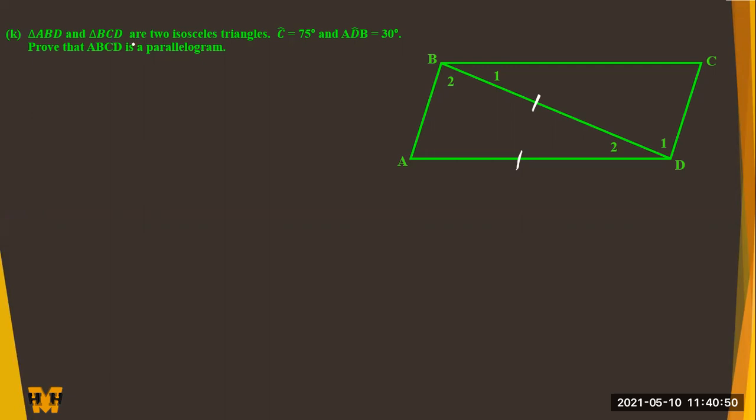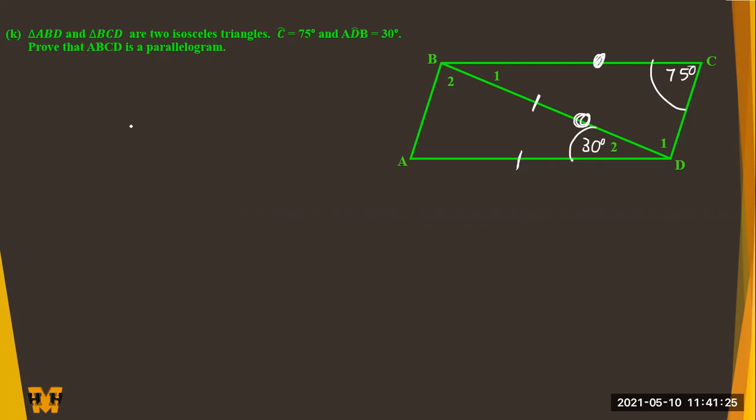And BCD is also an isosceles triangle. So it means this side will be equal to that side, because you can see that would be the two longest sides. Then it says angle C is 75 degrees. So we fill it in. And ADB is equal to 30 degrees. So that's the only information we have.